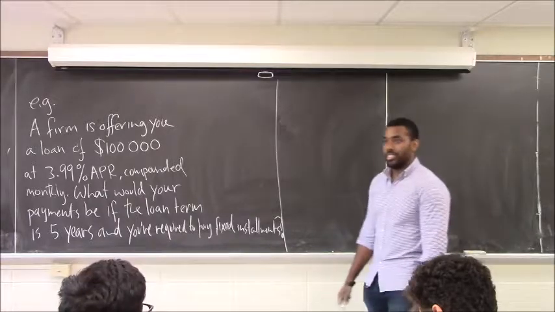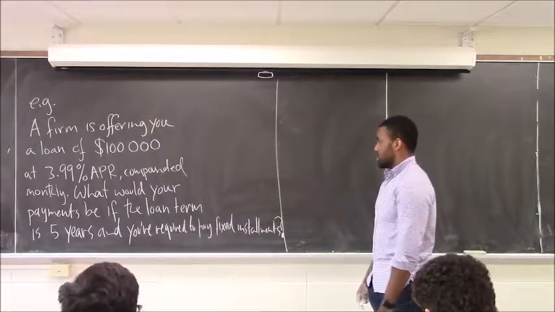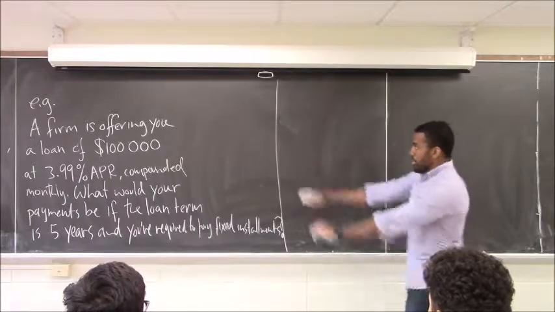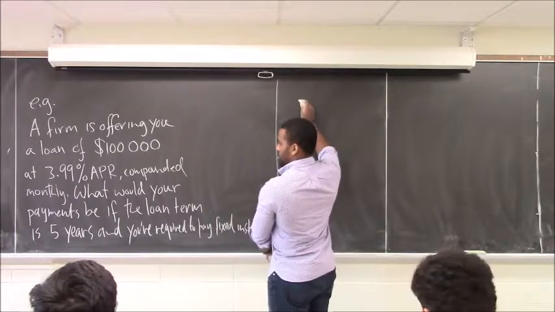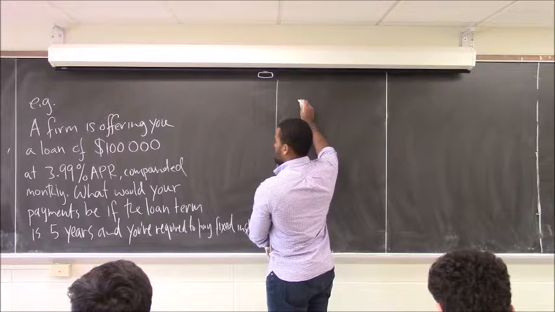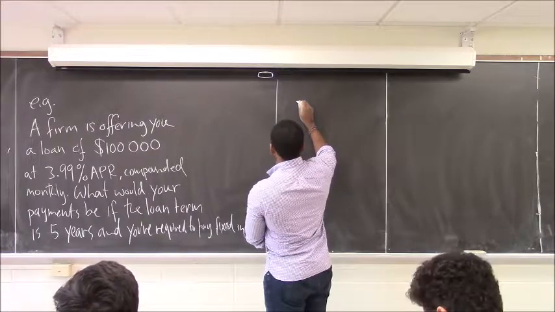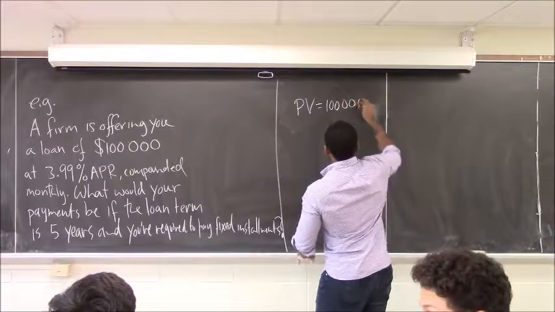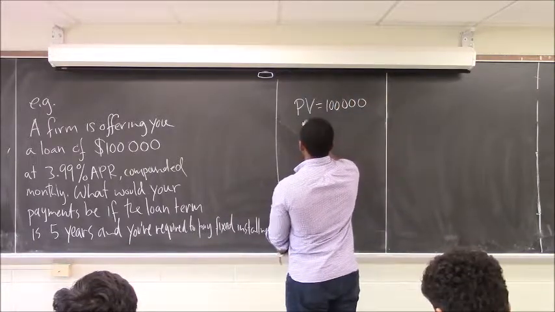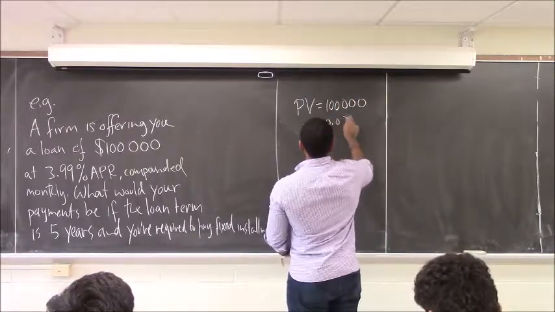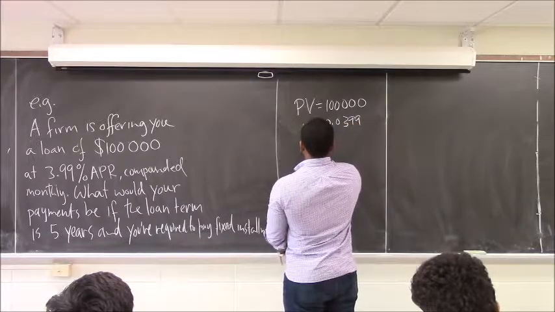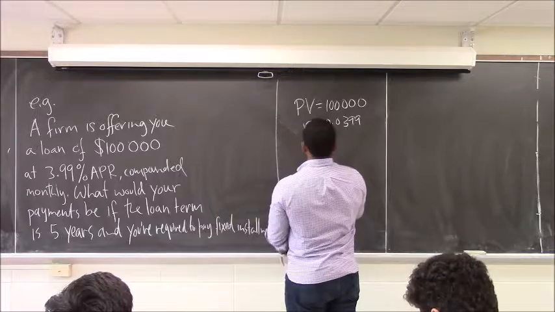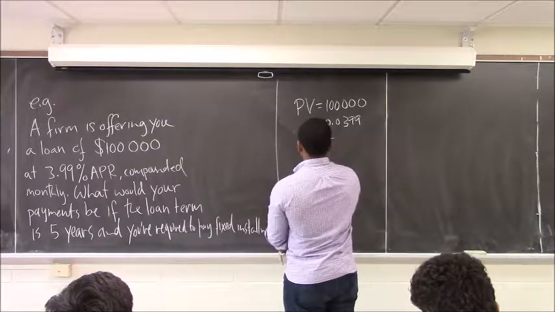Yeah, do you have an answer? 1,841.0. Okay, tell me how you got it. Well, PV is $100,000. That's what they lend you right now. Then R is 0.0399. N is 12, and T is 5.